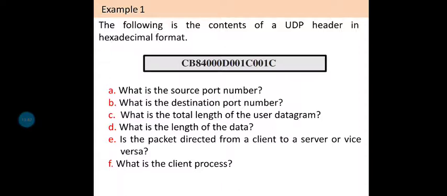In the given hexadecimal value, the first 4 digits represent the source port number. The next 4 digits define the destination port number. The next 4 define the total length of the packet, and the last 4 define the checksum value. So by referring to these hexadecimal digits, we will try to find the solution for these questions.